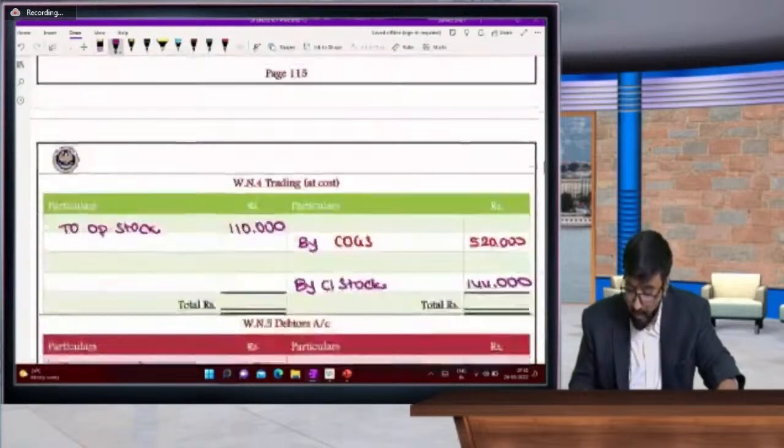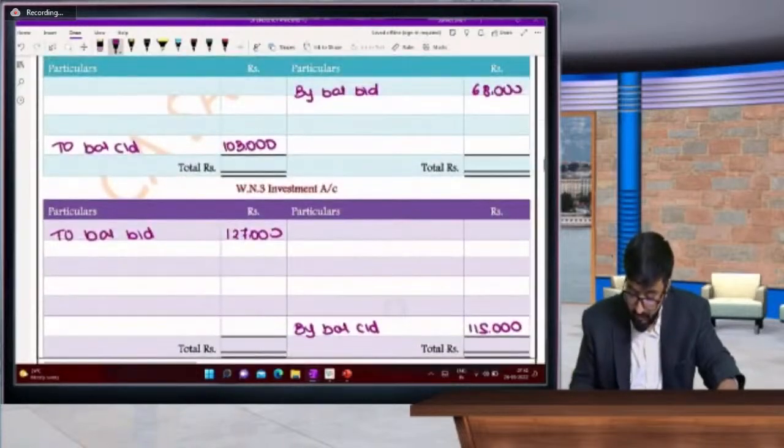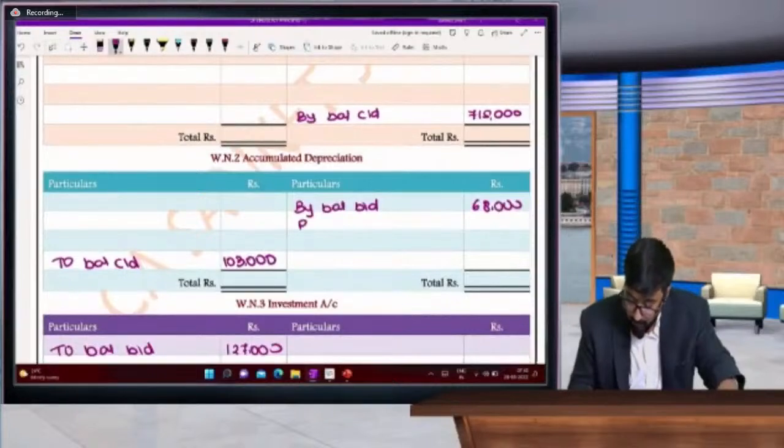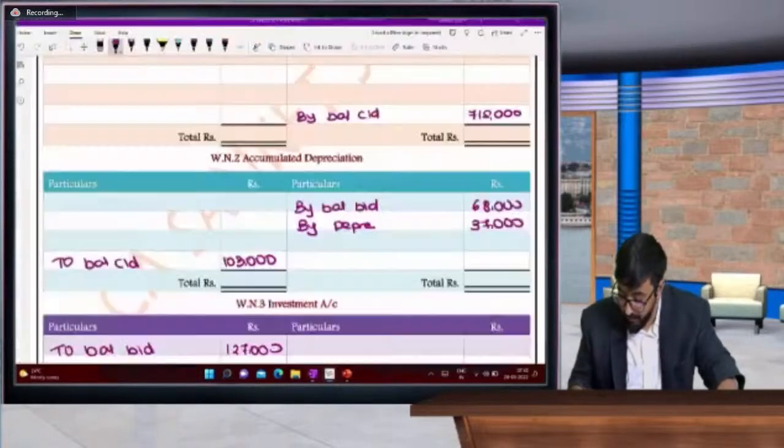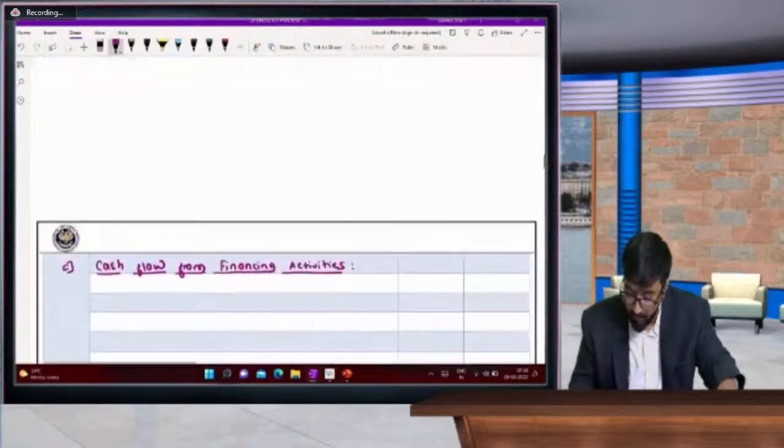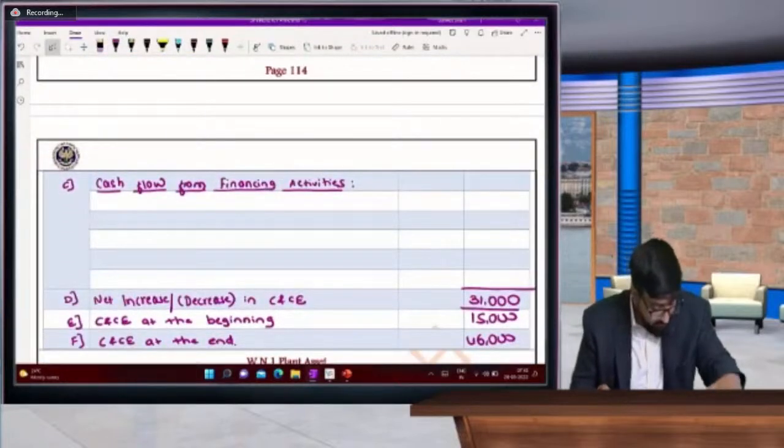And accumulated depreciation, by depreciation 37,000. Interest expense paid, financing activity.